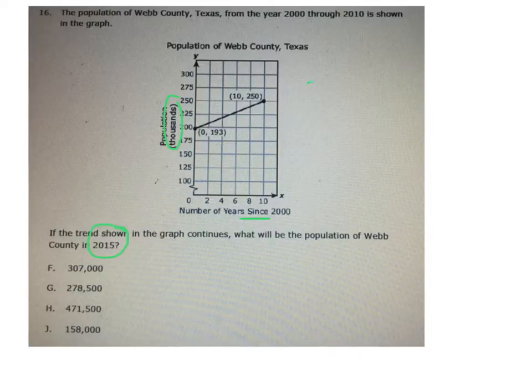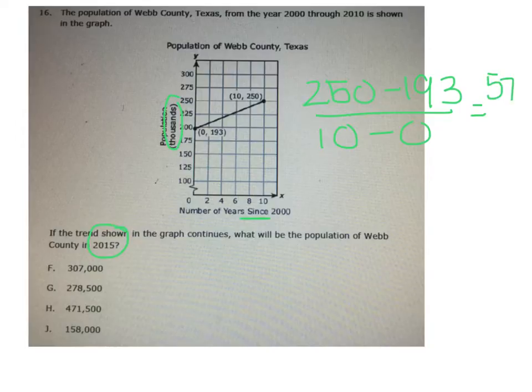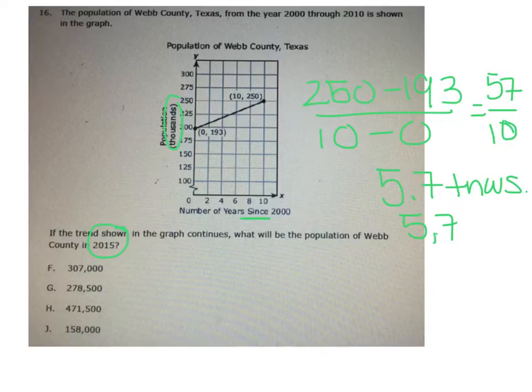So I'm going to do my y2, 250, minus my y1 over my x2 minus my x1. And when you do 250 minus 193, you're going to get 57 over 10. When you do 57 over 10, you're going to get 5.7. Remember, this 5.7 is thousands. So it's 5,700. So every year the population is going to go up by 5,700.